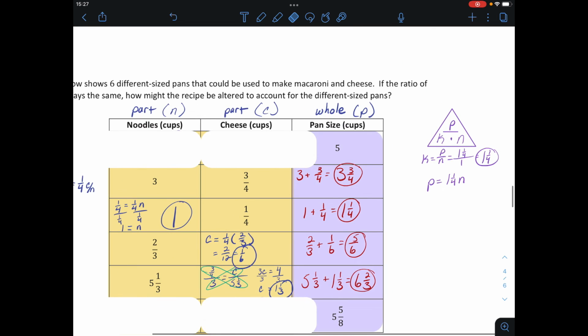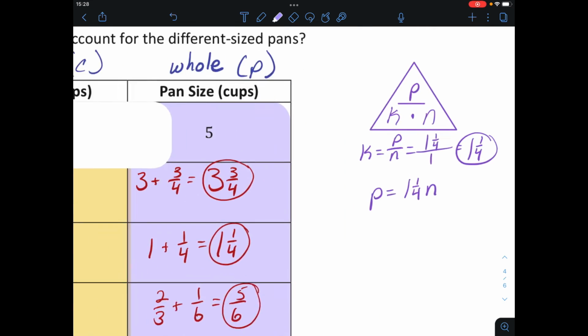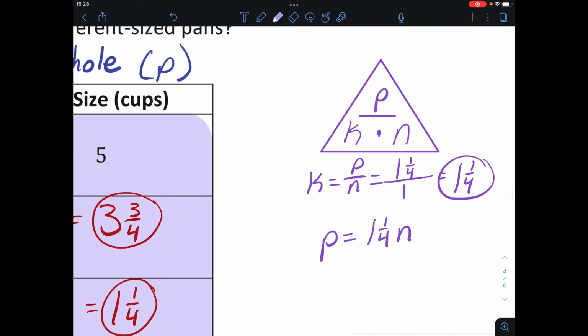Now, the pair that I chose for this right here is this pair where I had 1 cup of noodles to 1 1/4 cups in the entire pan. And the reason I chose that one is because I didn't have to divide with 1 in my denominator. Remember, a unit rate is always going to have a denominator of 1. So in this case, when I do 1 1/4 over 1, my unit rate is just 1 1/4 cups.